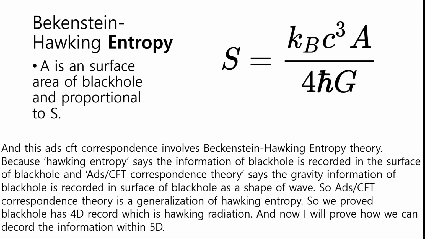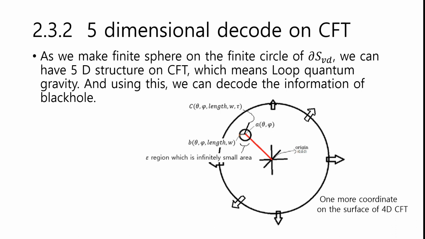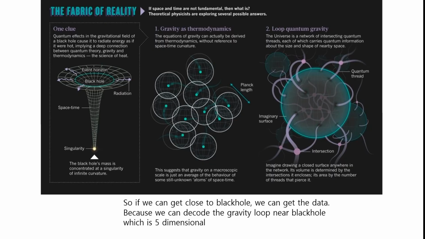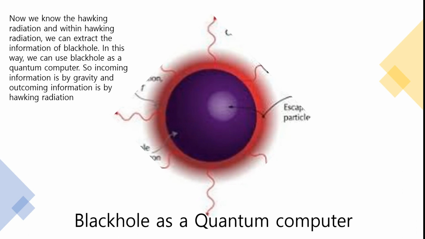So we proved a black hole has 4D record, which is Hawking radiation, and now I will prove how we can decode the information within 5D. As we make the finest sphere on the finest circle on this video, you can have a 5D structure on CFT, which means loop quantum gravity. And using this, we can decode the information of the black hole. So if we can get close to the black hole, we can get the data, because we can decode the gravity loop near the black hole, which is 5-dimensional.